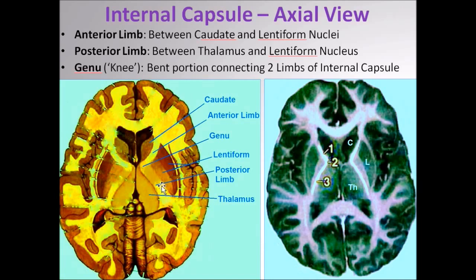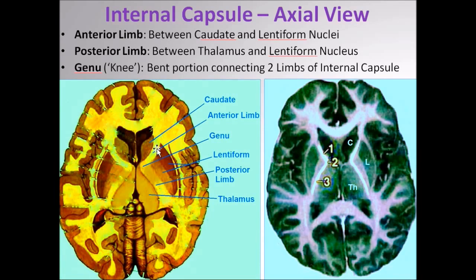And that's what gives us the parts of the internal capsule. Namely, this portion of the internal capsule is referred to as the anterior limb of the internal capsule, which is located between the caudate nucleus medially and the lentiform nucleus laterally. This portion is referred to as the posterior limb of the internal capsule, which is situated between the thalamus medially and the lentiform nucleus laterally. And this curved portion of the internal capsule, which joins the two limbs, is referred to as the genu of the internal capsule. The genu in Latin means a knee or a bend. So this is the internal capsule as seen in an axial section.